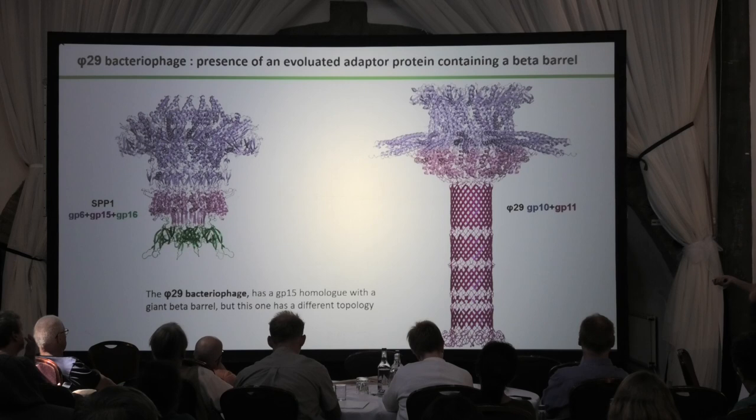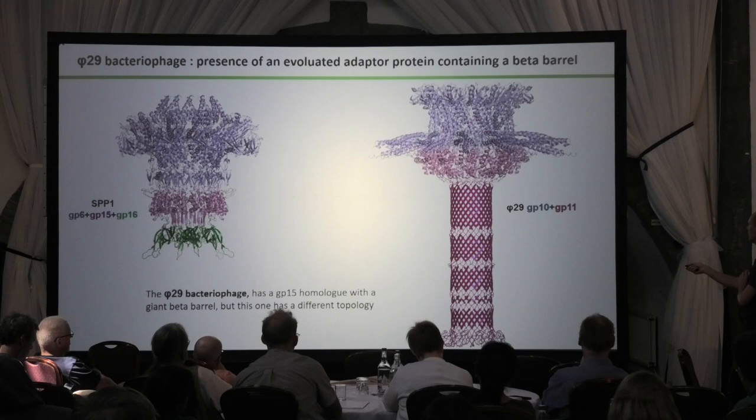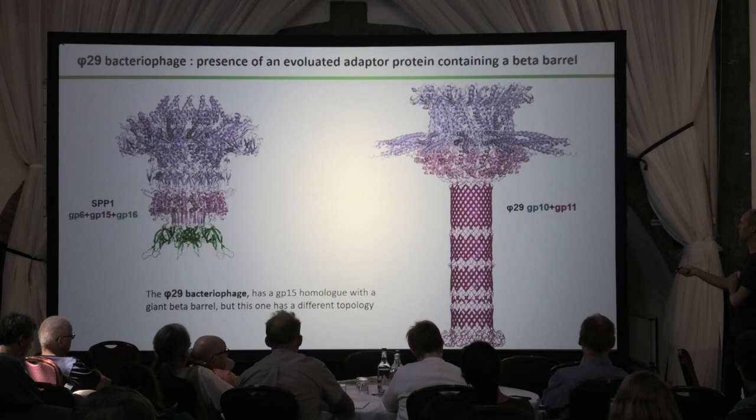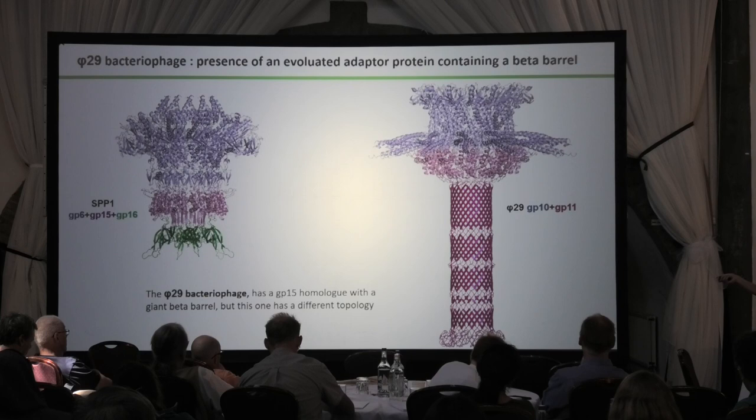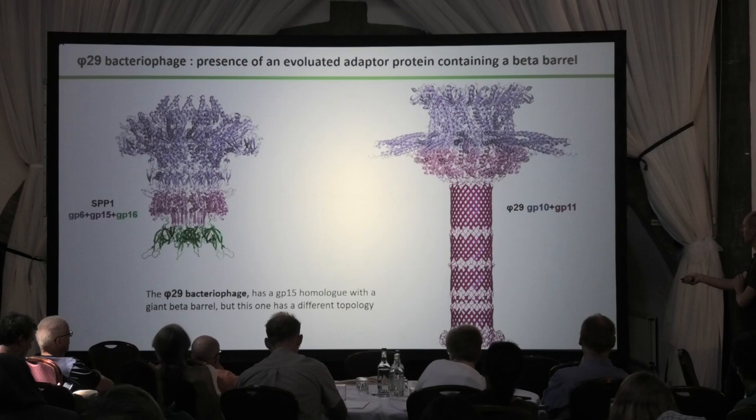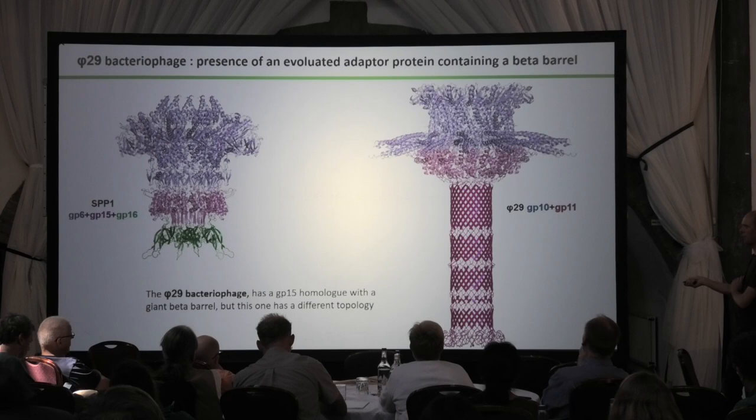If we look at an even more closely related bacteriophage, so phi29, this one has also a GP15-like protein, and this one has also developed a beta barrel that is much bigger than the one in SPP1, and in fact, the beta barrel has evolved into the tail of the phage. However, if we look into more detail, we see that the topology of the beta barrel is not the same as in SPP1. So these two beta barrels look the same, but in fact, they are not evolutionarily related.